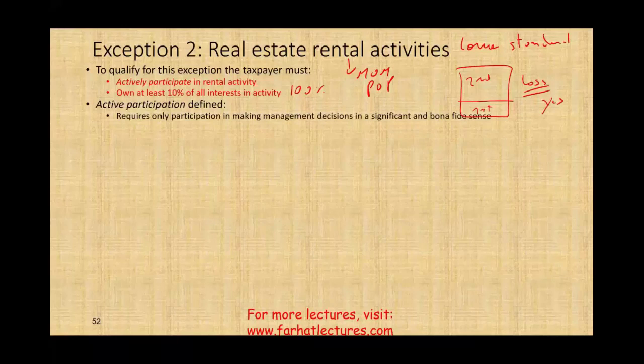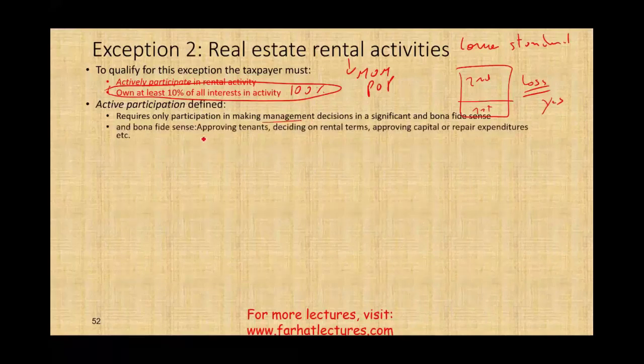So active participation means, I already met the ownership because I own the property. So what is active participation? It requires only participation in making management decisions in a significant and bona fide sense. What does that mean? It means approving tenants, which I did. I reviewed their application, decided if I should accept or not.